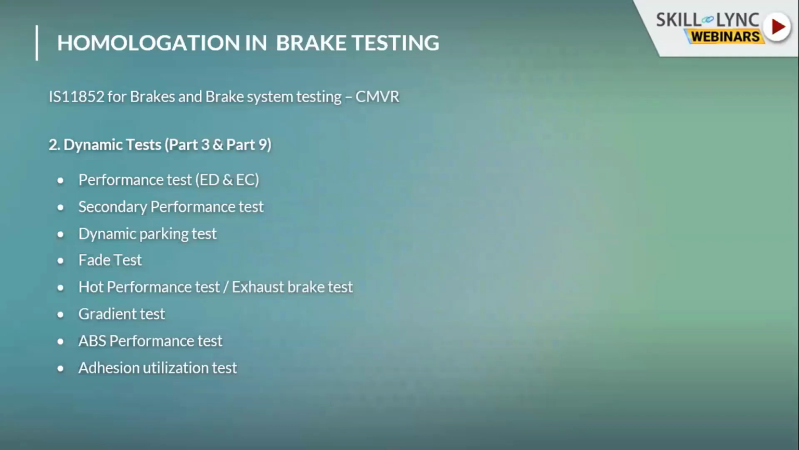Then next, the secondary performance test. Here, we will be deliberately failing each circuit in a vehicle. For example, the front circuit will be failed and the rear brakes alone will be tested, and vice versa, the rear brakes will be failed and the front circuit will be tested. The vehicle should be stopped within the stopping distance and deceleration given in ISW 852.